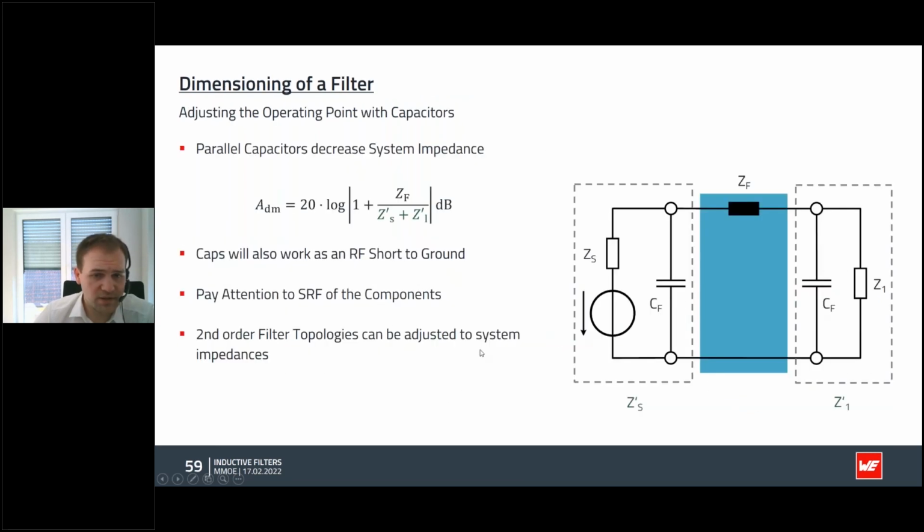Also, if an inductive filter is not enough, you can always use a filter capacitor to decrease the system impedance and therefore have a higher attenuation just by using not a low pass filter of first order, but of second order. And well, this is it for today, I guess. Do we have any questions?